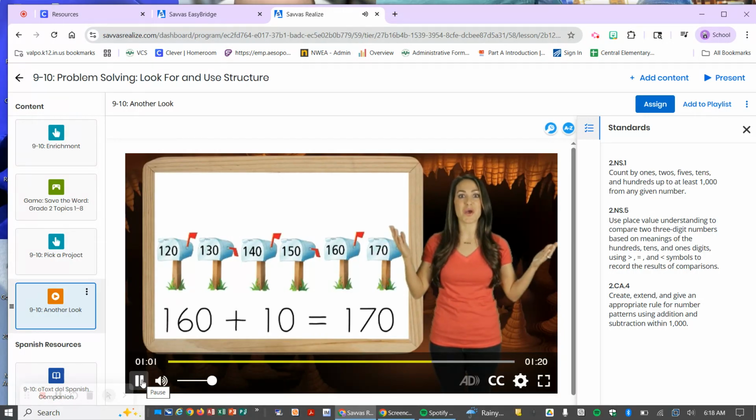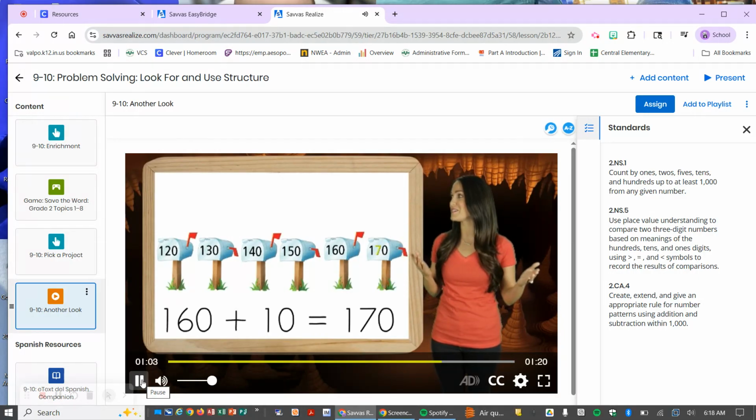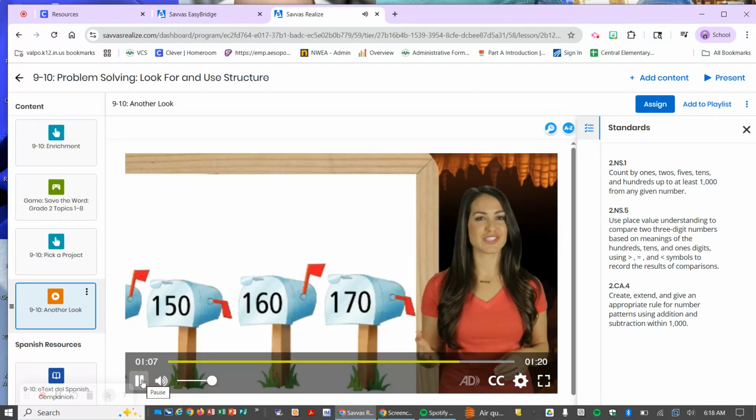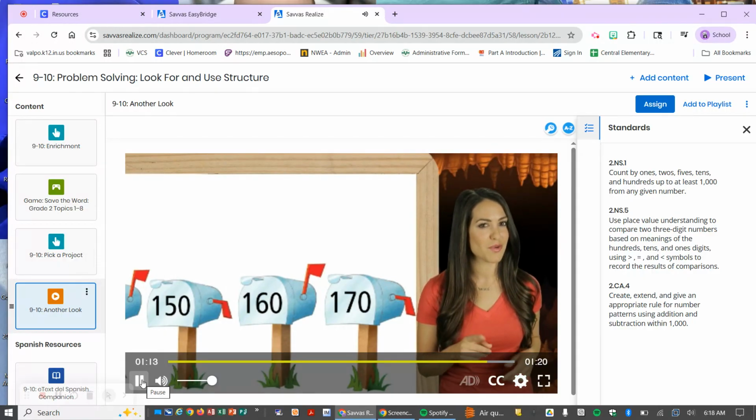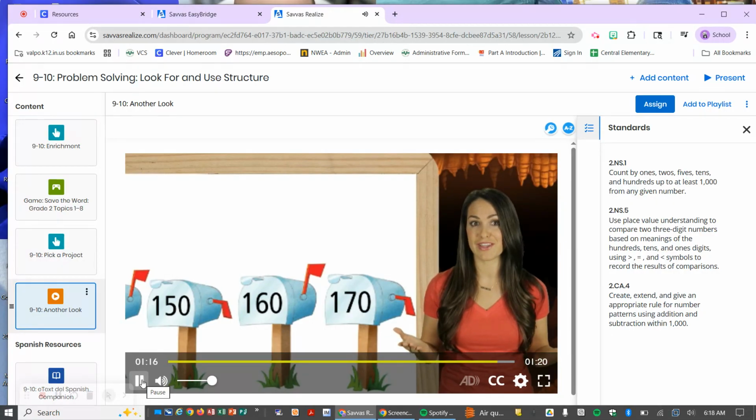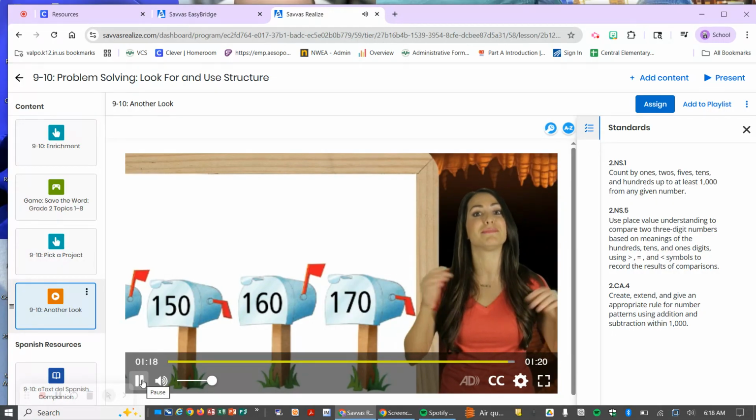And what do you know? 170 definitely fits the pattern. Once again, the tens digit went up by 1. So here's a challenge for you. Can you figure out the next 3 mailbox numbers? Here's a hint. We've already put the numbers in order and figured out the pattern, so the rest is a piece of cake.